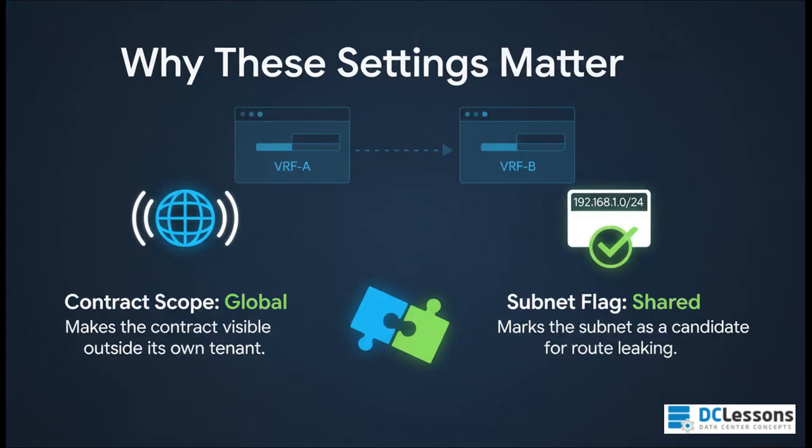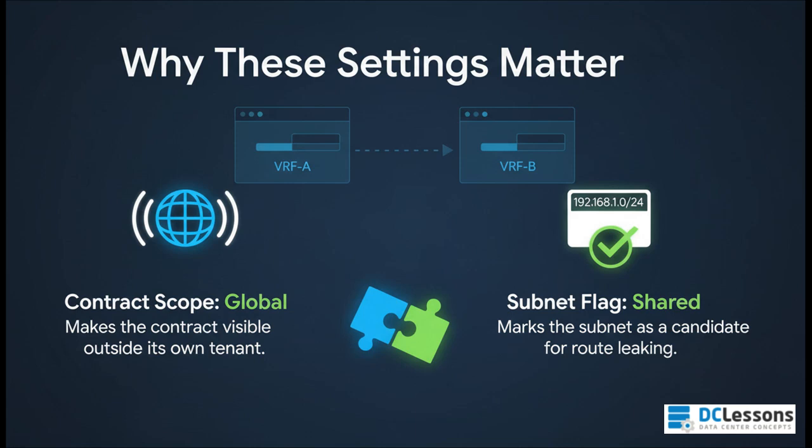So let's just hammer this home for a second. Why do these two settings matter so much? Well, setting the contract scope to global is what lets tenant 2 even know that a policy object from tenant 1 exists. Now, if your VRFs were in the same tenant, yeah, you could get away with a more limited scope, like tenant. But for cross-tenant, it's gotta be global. And that shared flag on the subnet, that's the direct, explicit instruction to the fabric's control plane.